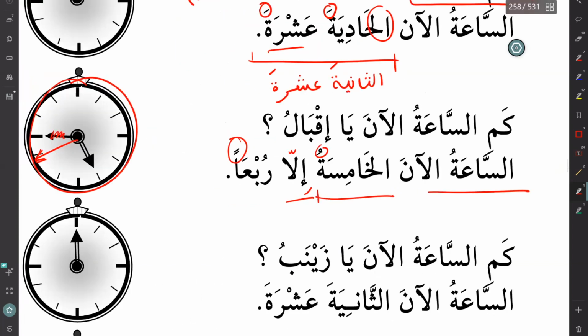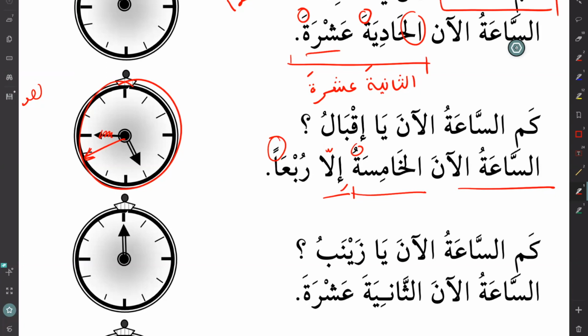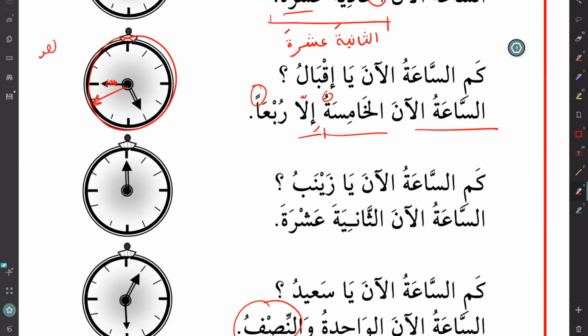You want to say 5:45. So you'll say as-sa'atul ana as-sadisatu illa ruban. 5:45, just like in English. You say the 6 first and you take away the quarter. You understand? And that's how we do it. And here's the 12. I already gave you the 12.